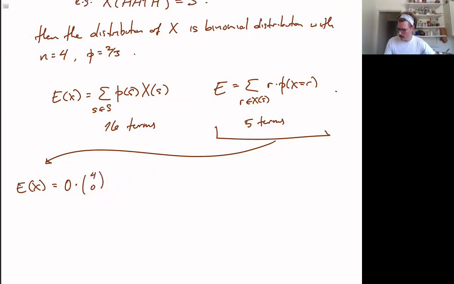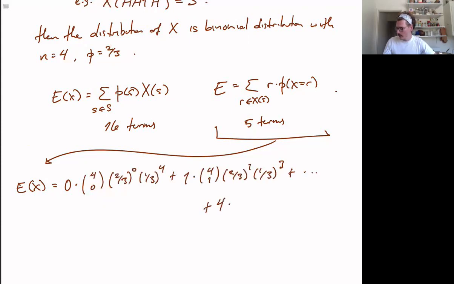So this is 4 choose 0, 2/3 to the 0, 1/3 to the 4th. And then the next outcome is 1. The probability is 4 choose 1, 2/3 to the 1, 1/3 to the 3rd. And now I'll put in some dots. And the last term is the outcome is 4. And the probability is 4 choose 4, 2/3 to the 4, 1/3 to the 0. And if you do add this all up, you will find that this is equal to 8/3.